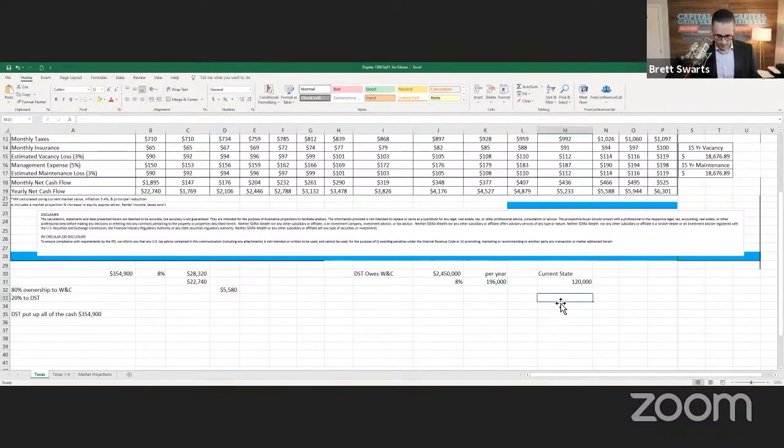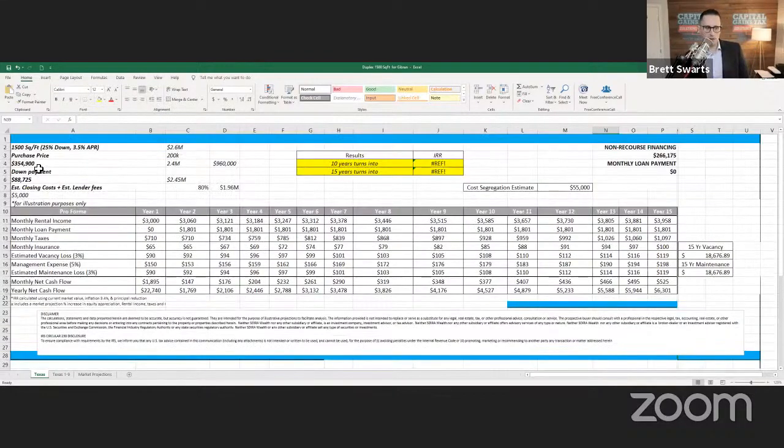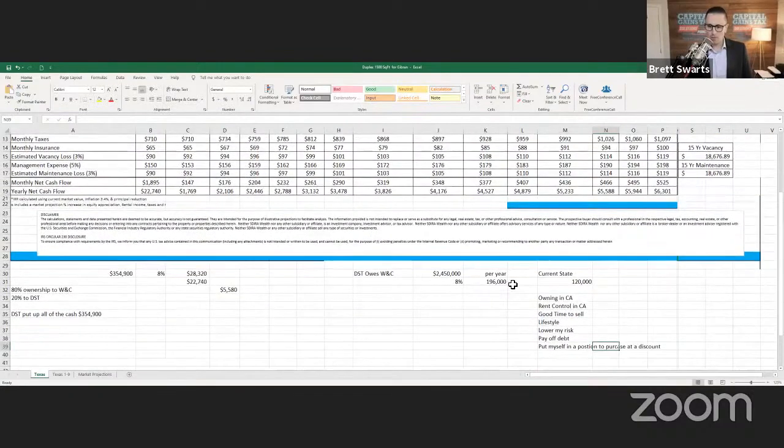And also potentially solve the problems of owning in California, which for some people is big. It could be new rent control in California. It could be a good time to sell. It could be lifestyle, more time and freedom. Or it could just be, hey, I just want more cash flow. If I can increase my cash flow from $120,000 to $196,000, and I can lower my risk, I could potentially pay off debt, and put myself in a position to purchase at a discount. And this is part of what's happening here. They're looking at $1,500 a month per unit, brand new construction in a very pro-business state, a booming economy, doing very well in Texas. So this is part of what they can do to try to achieve this.